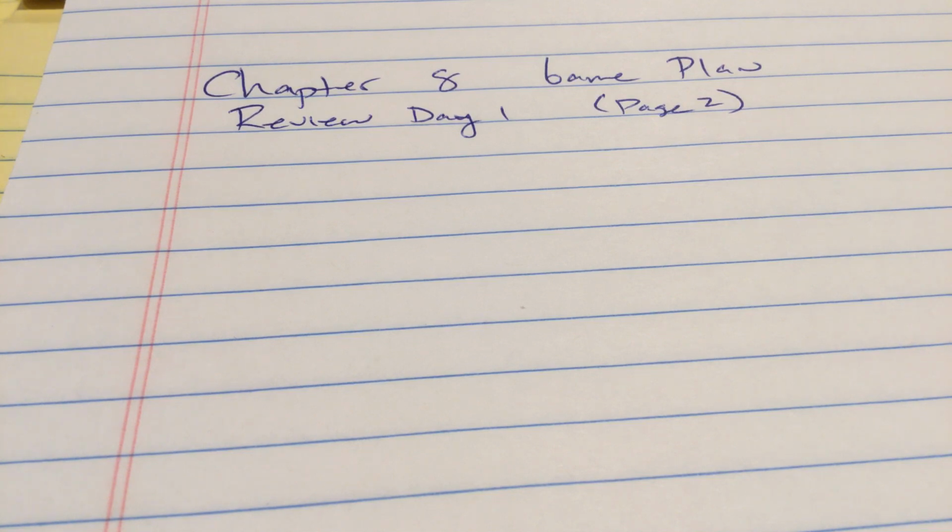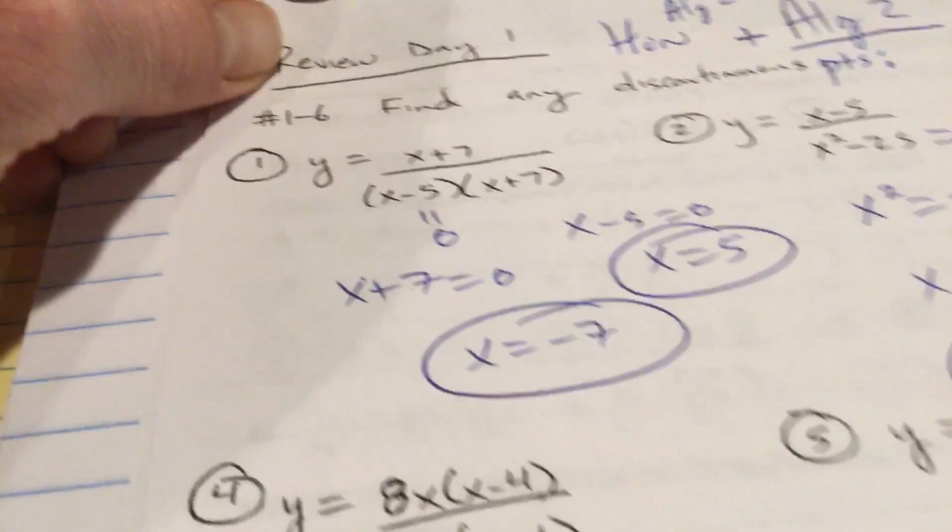All right, Honors Algebra 2 and Algebra 2. Your next video here is over your Chapter 8 Game Plan Review. Day number 1, page number 2 in this game plan you don't have in your possession. So title that on a page. This is page 2 of this game plan I have that you will be writing down on your own page.